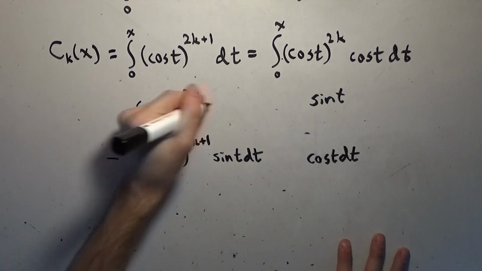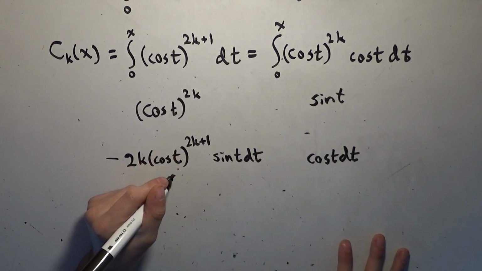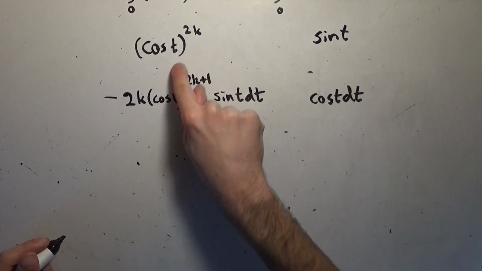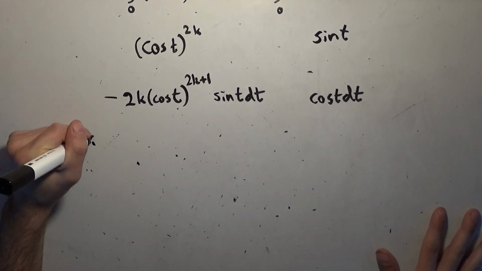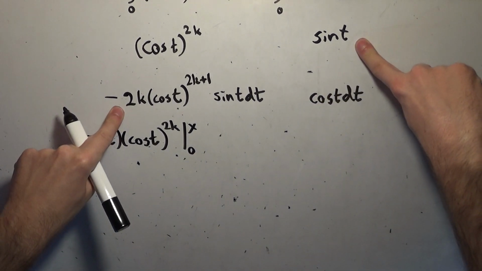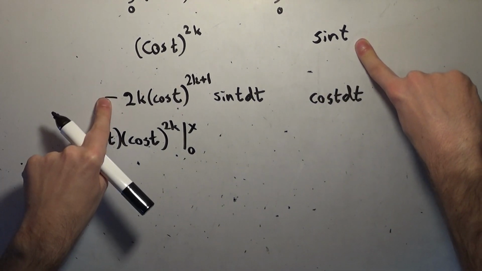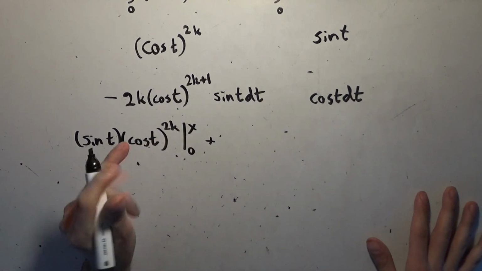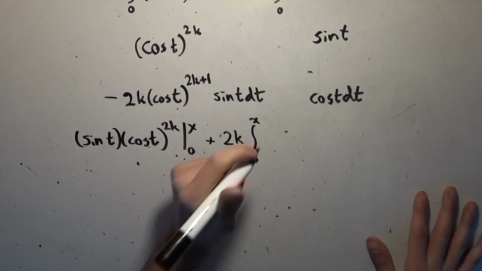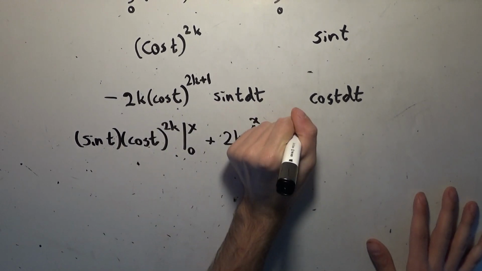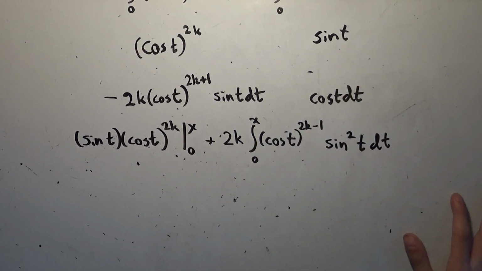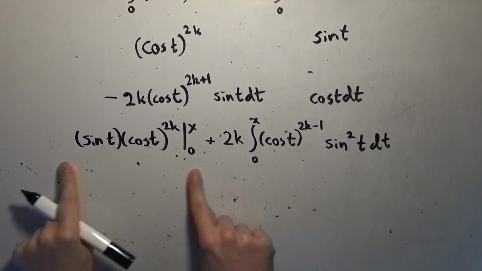And now we simply multiply those two together and subtract the integral of those two, and we end up with sine of t times cosine of t to the power of 2k from 0 to x, and now we're subtracting the integral of these two terms. So those are going to cancel, and we're going to get plus 2k times the integral from 0 to x of cosine of t to the power of 2k minus 1 times sine squared. And what we can do now is evaluate this part right here.